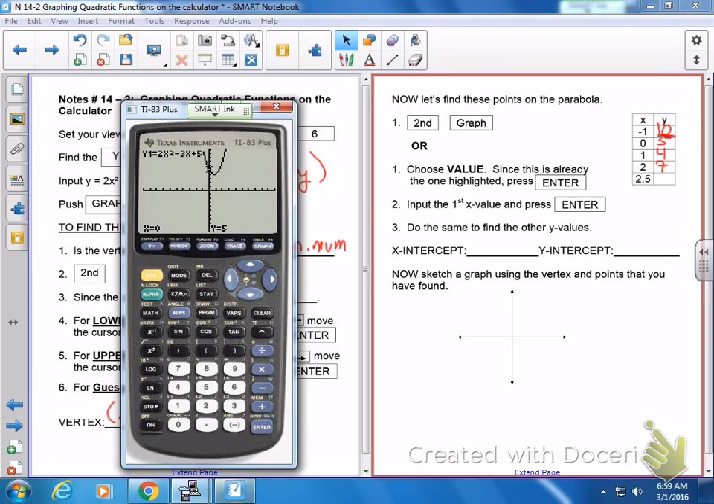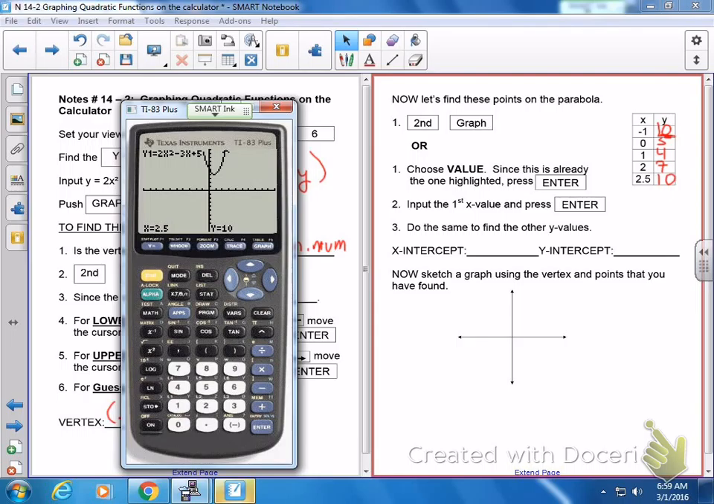Now we can put in the 2.5. So 2.5, enter, and I find out that at 2.5, y is 10. So that's an easy way to do this. You know, the other way would have been plugging 2.5 in for x. There's room for error there. Let your calculator do it if at all possible.